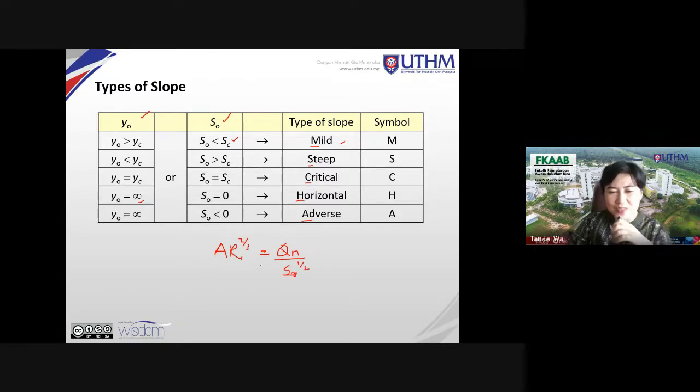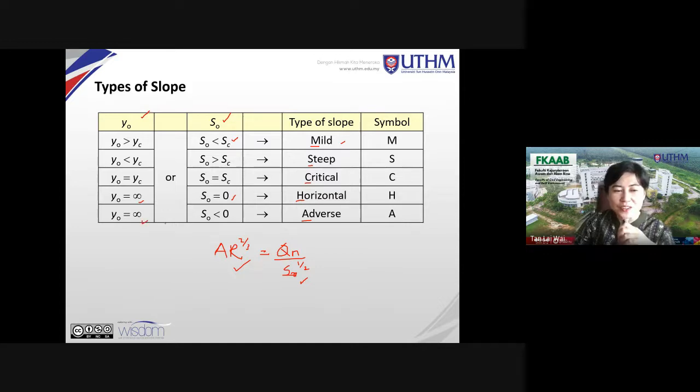Remember, I'm rewriting the Manning equation in terms of section factor again. If S naught is zero, because when you have horizontal, your S naught is 0, right? Alright, S naught is 0 because it's horizontal. Can you solve for Y naught? No, you won't get Y naught. Okay, so it's a horizontal, which is denoted by H. Remember, when S naught is 0, you are not supposed to have flow due to gravity, unless you include any disturbance or force into the flow, then it will occur.